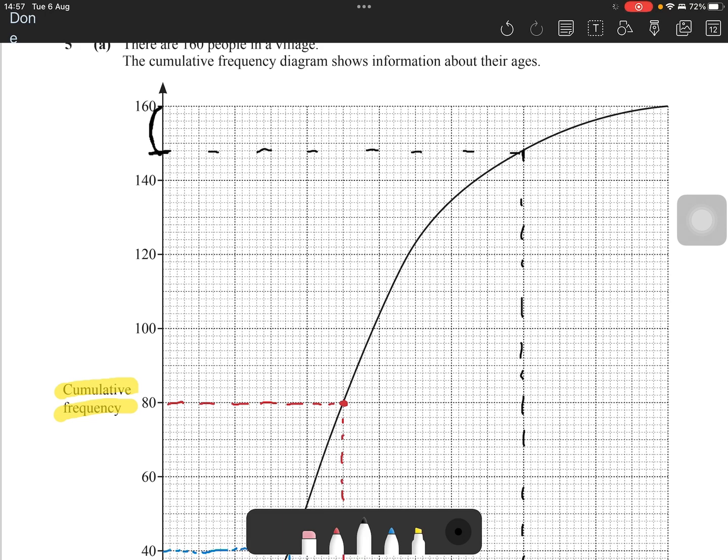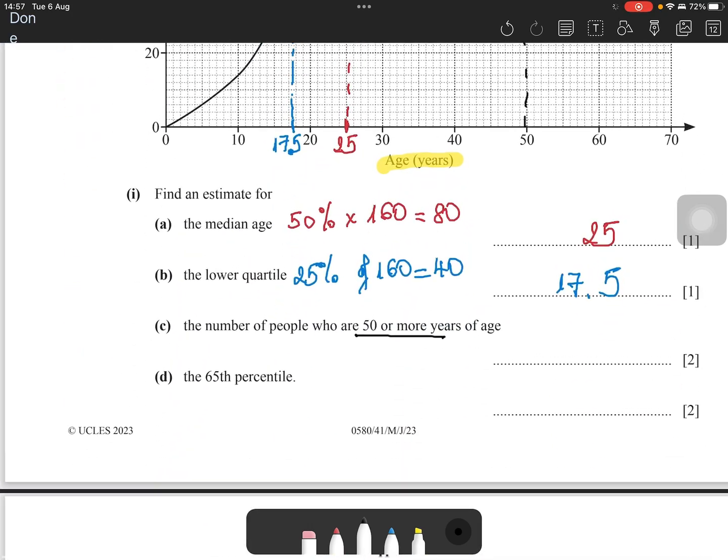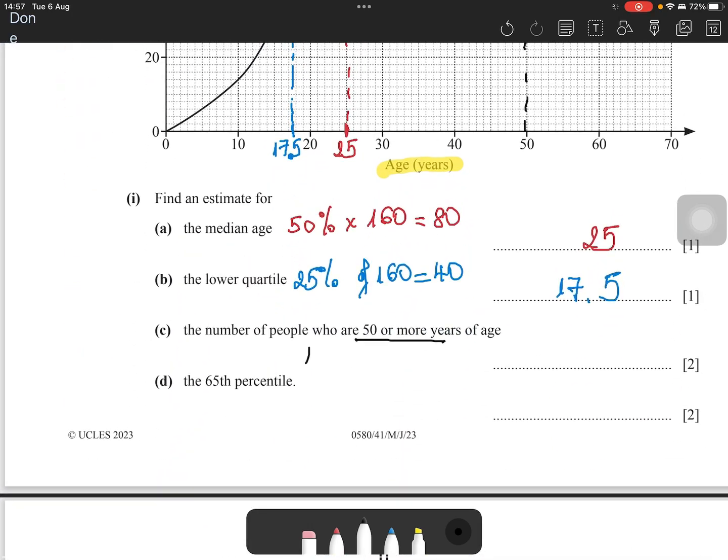This black mark is 148. So 160 minus 148 equals 12. So I'll write 160 minus 148 equals 12 people.